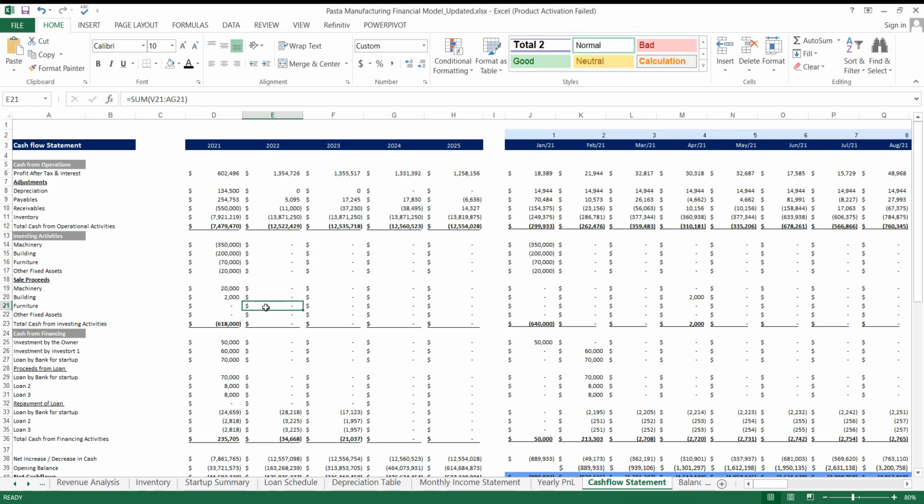The cash flow statement is very crucial for a financial model because investors are particularly interested in knowing the cash generating abilities of a business. This particular cash flow statement is divided into three streams: the cash coming from operations, investing activities, and financing activities.